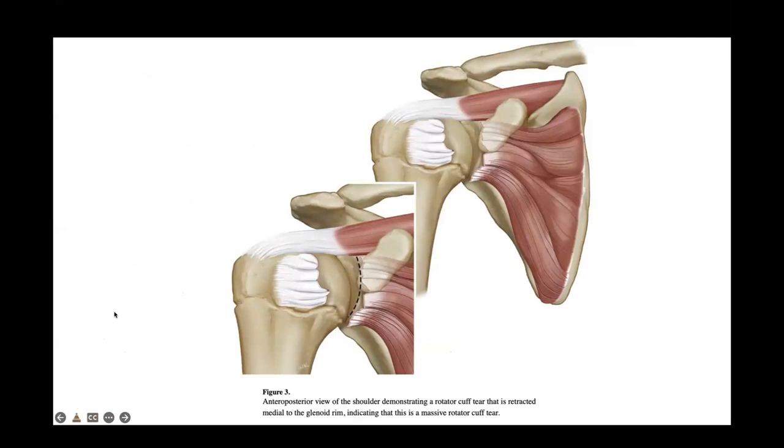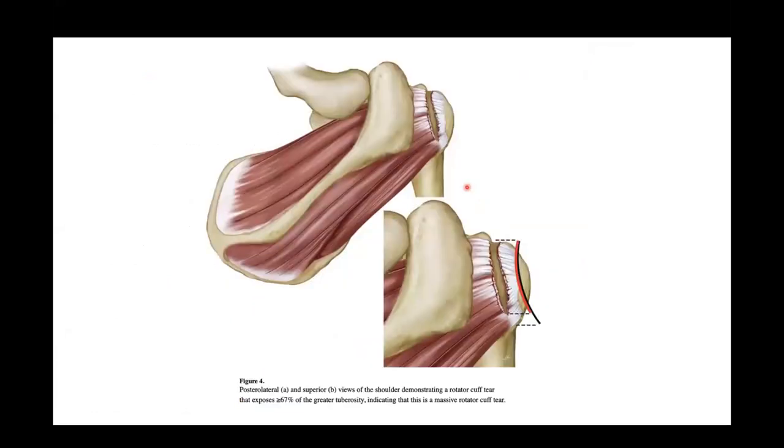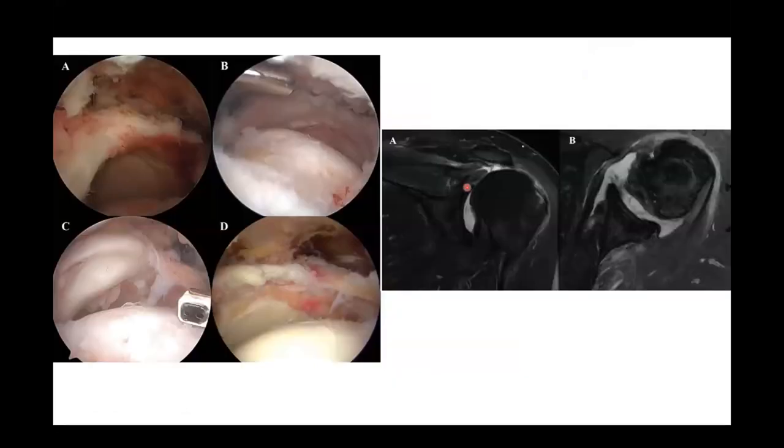Here you can see that the subscapularis has been retracted up to the level of glenoid, which constitutes a massive cuff tear. And in this picture, you can see the greater tuberosity, 67% of it, being exposed by a massive cuff tear. As I told you, this can be diagnosed either intraoperatively during arthroscopy or preoperatively during MRI. In pictures B and C, during intraoperative arthroscopy, you can see that the greater tuberosity has been exposed more than 67%.